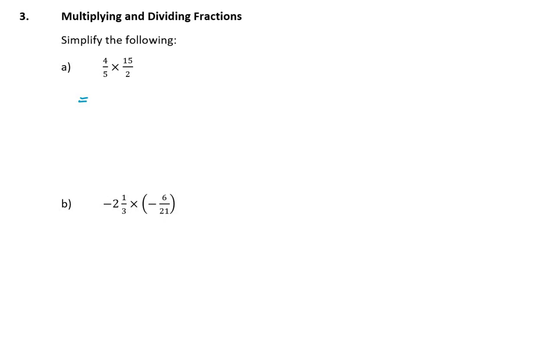The first method is top times top, bottom times bottom, and then simplify. So top times top, bottom times bottom, and then simplify. Now, personally, I don't like this method because often I'm simplifying big numbers that I find very difficult to do. So we are going to look at the second method.